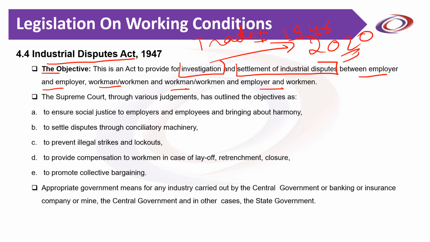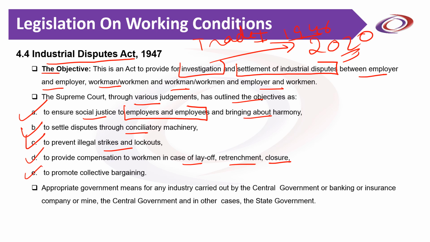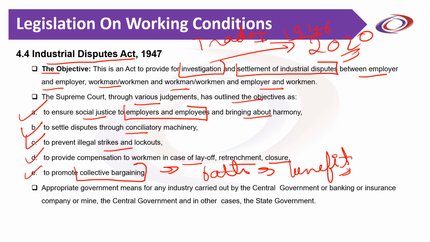Now the Supreme Court, through various judgments, has outlined the following objectives. First, to ensure social justice to the employers and the employees, and to bring about harmony in the organization, to settle the disputes through the conciliatory machinery, to prevent illegal strikes and lockouts that can affect production, to provide compensation to workmen in case of layoff, retrenchment, closure, and to promote collective bargaining. It is a method of resolution of disputes in which both the parties involved can get certain benefit, so that a mutual understanding can be reached.